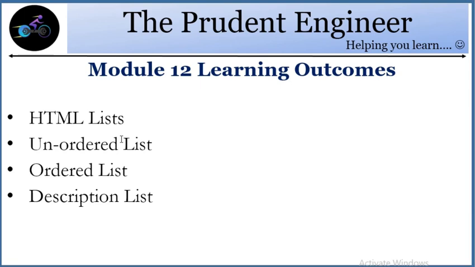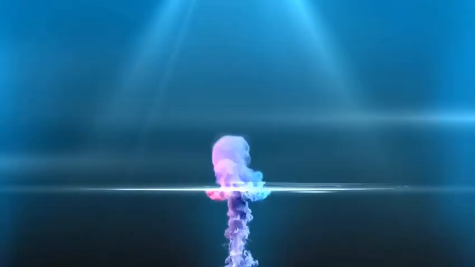Hello guys, welcome to module 12 of Basics of HTML series. This module consists of HTML list. We'll get to know about the list, how we can add list to HTML, and we'll get to know about three types of list, that is unordered list, the ordered list, and the description list. Okay, so let's begin.